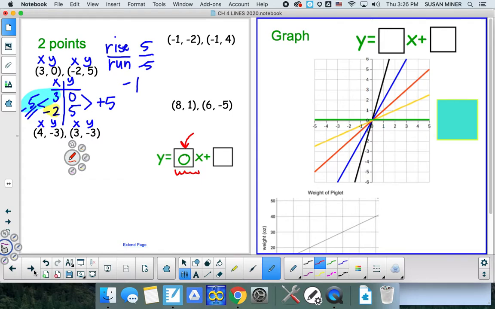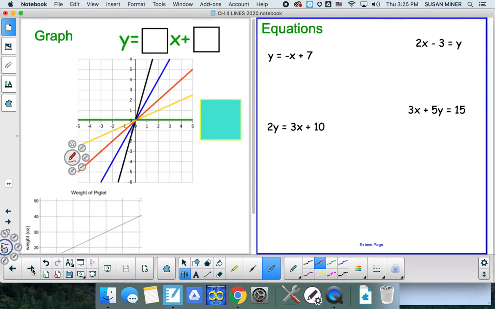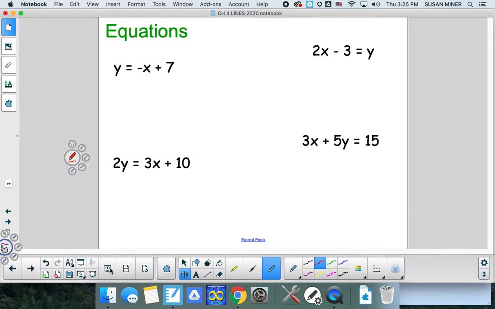What's my next one? I feel like we can skip over that. Let's do some equations. That is slope from a graph. We're going to skip over that for just now for the interest of time. That's just a review of what we did last time. And so let's move ahead. I'm going to go back to our big board here. And let's find slope from equations.